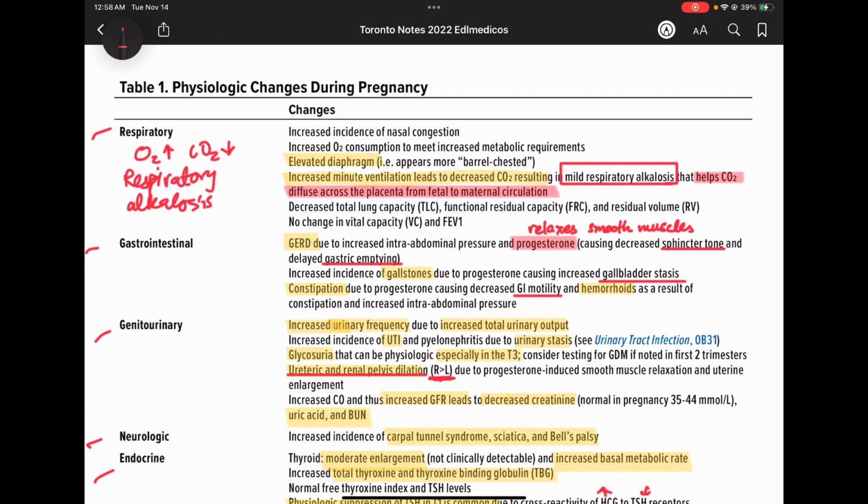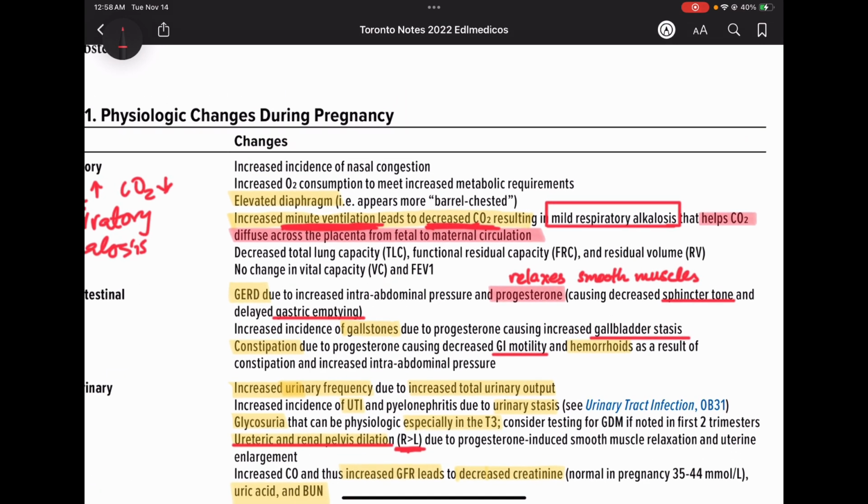Moving forward, talking about respiratory, there is increased oxygen consumption, so increased oxygen levels in the body, but that is possible by increased minute ventilation, which leads to decreased carbon dioxide too. So oxygen in the body overall would be increased, but carbon dioxide would be decreased, and this is what we call mild respiratory alkalosis.